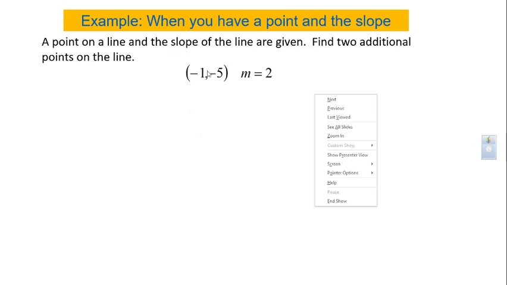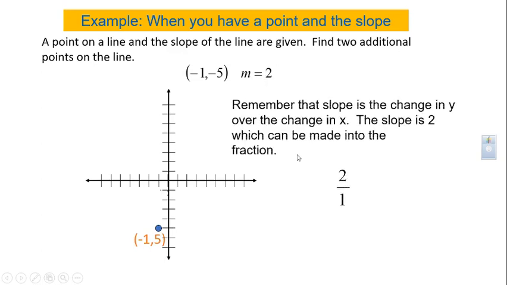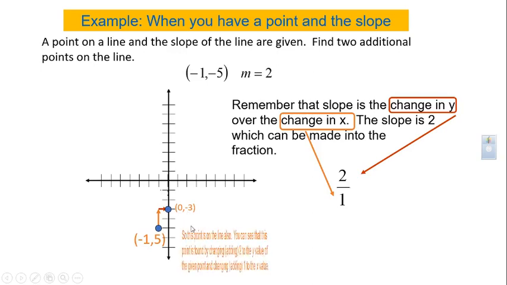Now, let's say we have a point on the line and the slope. Let's find two additional points on the line. What we do is plot the point -1, -5. And then the slope tells me that the slope is 2, which is really 2 over 1, which means from this point to get to another point, all I have to do is rise 2 and then run along 1. The change in y is 2 and the change in x is 1. So I go up 2 units and then go over to the right 1 unit. And that lands me at this point here, 0, -3. So 0, -3 is another point on the line.